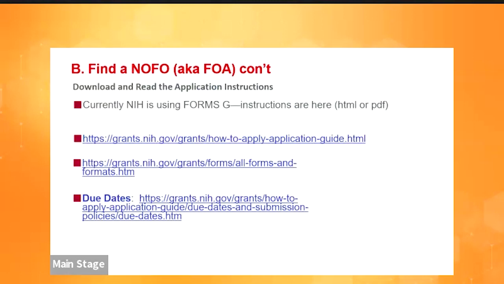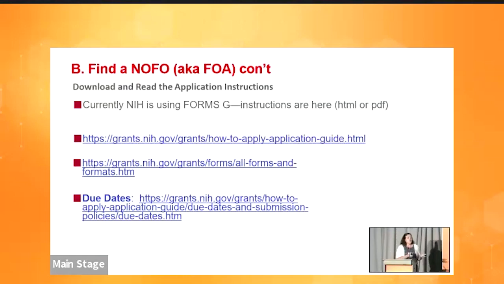Okay. You have a NOFO, you know what you're going to apply for. The next thing to do is you have to write your application. So you need to know that we're using Forms G. In January, we're going to switch to Forms F. Those might have some changes. And there are downloadable guides that you can use, and everything has a due date. You need to know what they are, but don't ask your program officer what the deadlines are, because there's just too many other things I have to keep track of. I don't know. I'll just send you to a website.